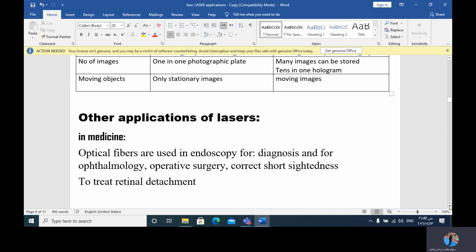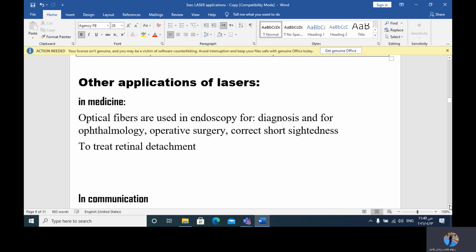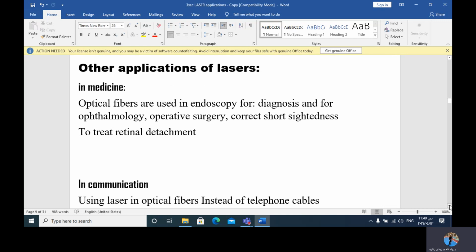Let's now talk about other applications of lasers. We know that lasers have applications everywhere in many fields of life, not only holograms, but we have other things such as in medicine. For example, in medicine, I can use laser with optical fibers to make something called endoscopy or endoscope. Now, the endoscope is using optical fiber, and these optical fibers use laser beam, and this laser beam can act to illuminate something inside the body, or it can form images, or it can form even holograms in 3 dimensions.